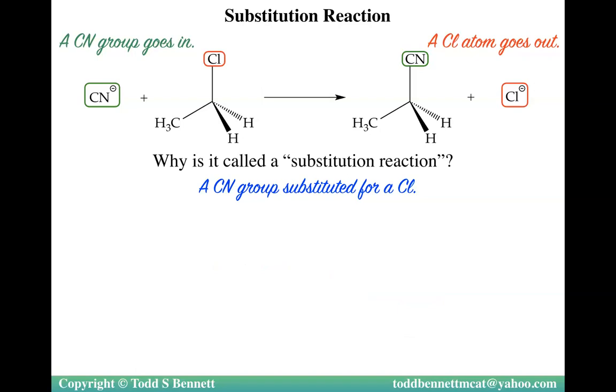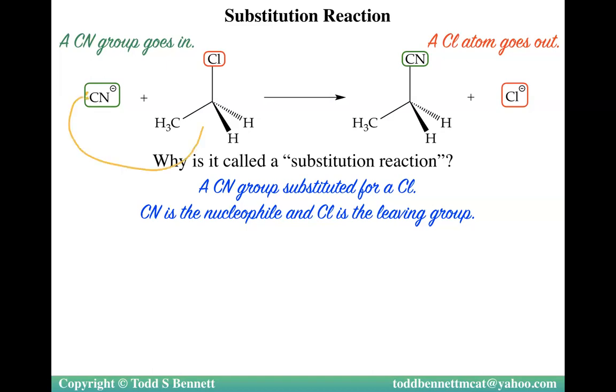But substitution, we're going to get into a few more details. For now, a CN group, a cyano group, is going in and substituting for a chloride. So we're going to refer to this as a nucleophile. It's the one going in. It's the one donating the lone pair of electrons. So the lone pair on carbon is going in, and this is acting as a nucleophile. This is acting as a so-called leaving group. It is leaving the molecule.